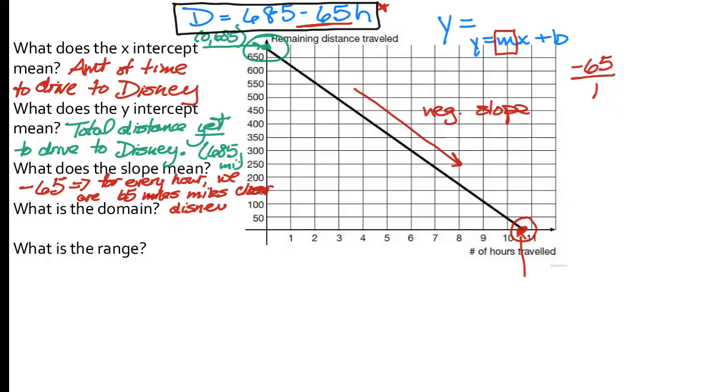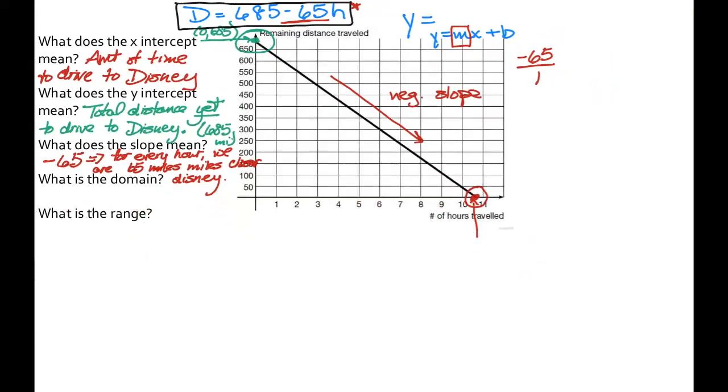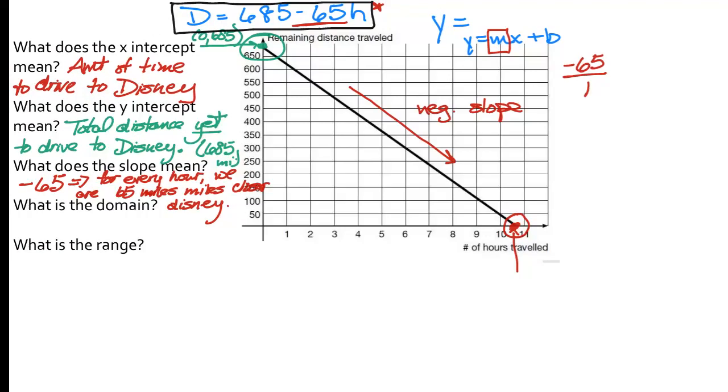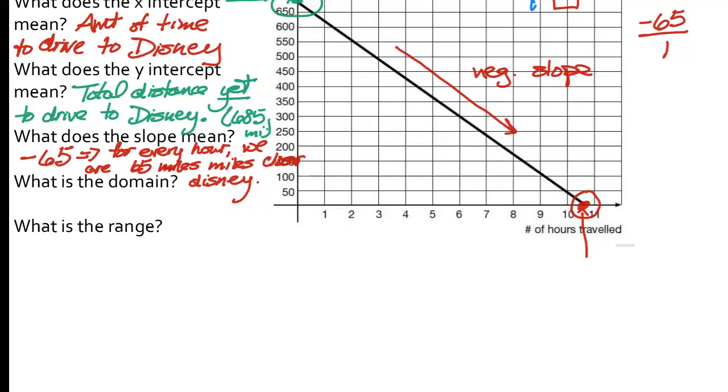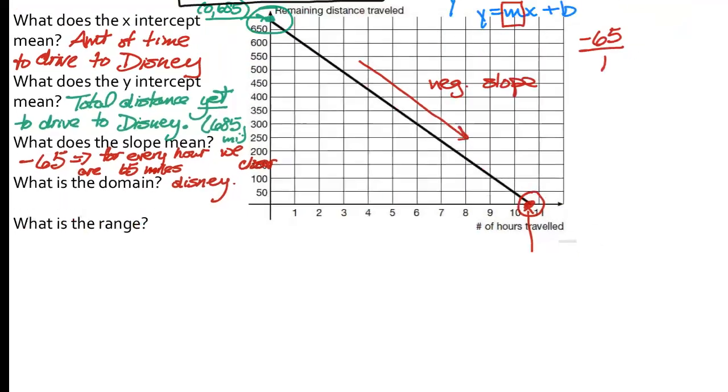And remember, if D is our distance, we are subtracting essentially 65 miles after every hour. So our distance is decreasing, okay? So the slope is negative 65. For every hour, we are 65 miles closer to Disney.